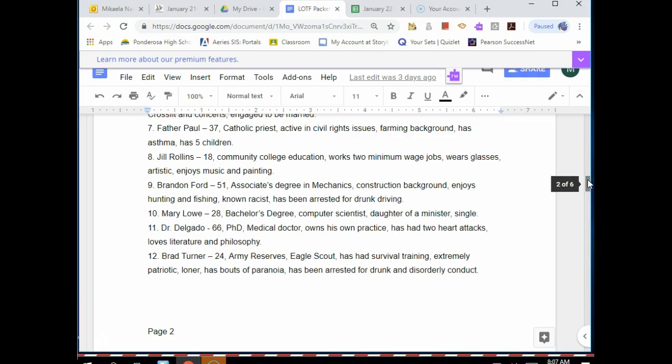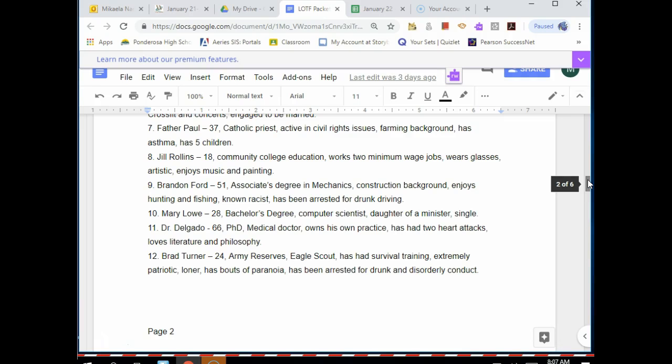Then there's Jill. Jilly girl is 18. She's got a community college education. She works 2 minimum wage jobs, wears glasses. She's artistic and enjoys music and painting. Now we got Brandon Ford. He's 51. He has an associate's degree, so that's like community college, in mechanics. Has a construction background, enjoys hunting and fishing. However, he's a known racist and has been arrested for drunk driving. Okay, do you keep him or do you kill him?